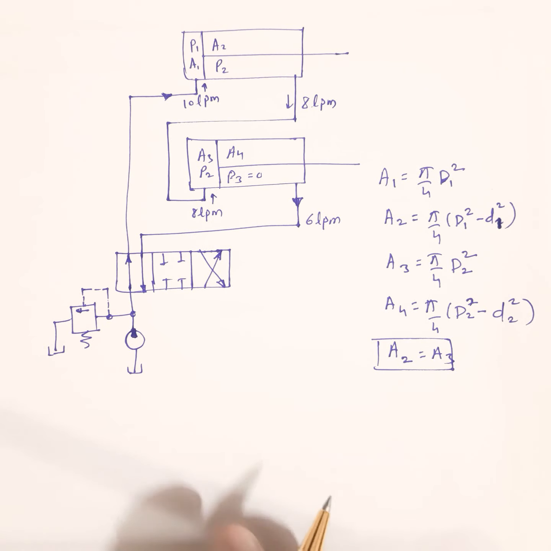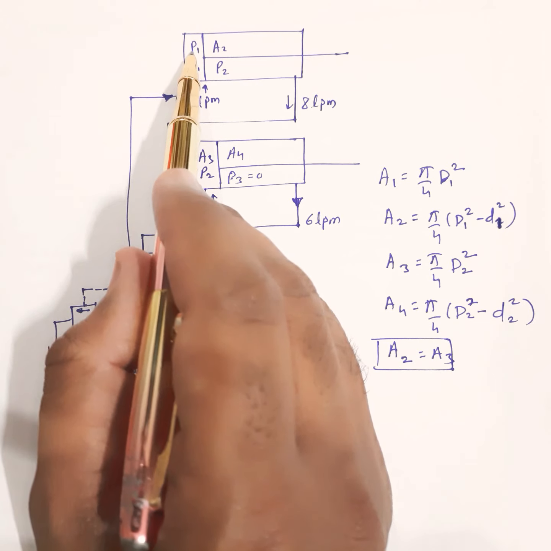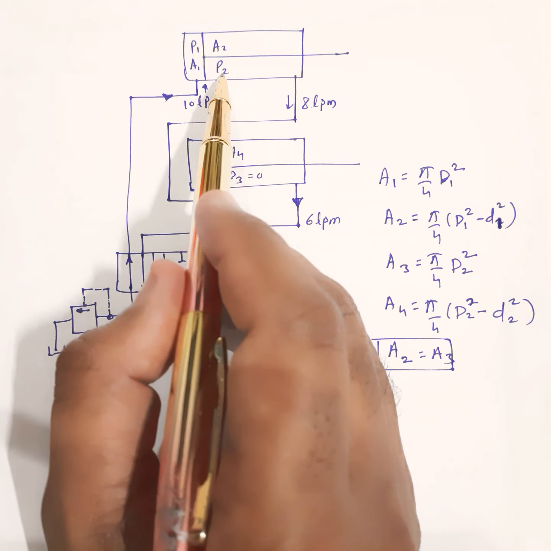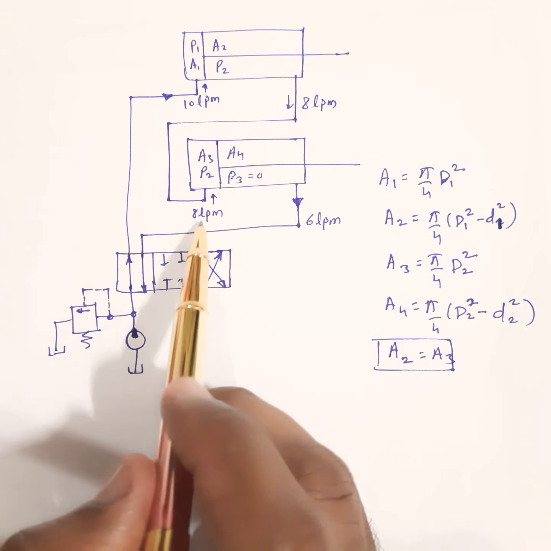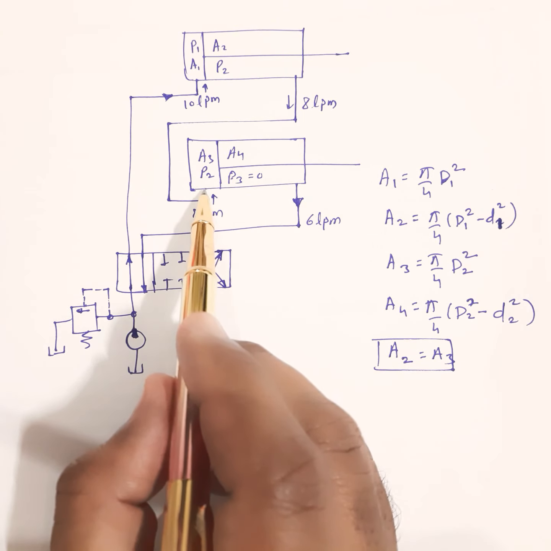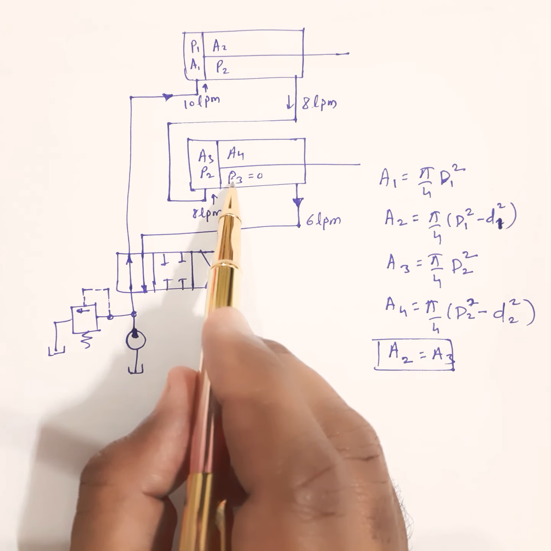Now we'll go for the force analysis. So here let us say the pressure P1 is acting here. Here at this side, the rod end of cylinder one, P2 is the pressure, and the same pressure is applied to this second cylinder. So here P2 will be there, and here again P3 will be there.